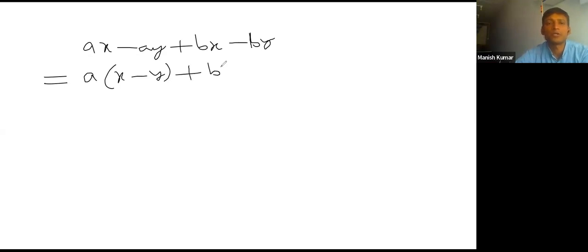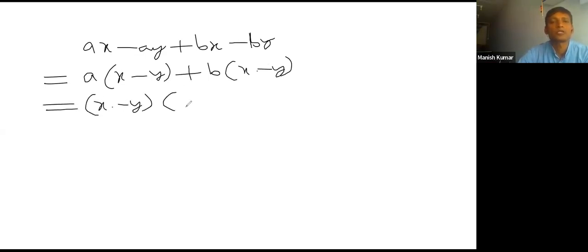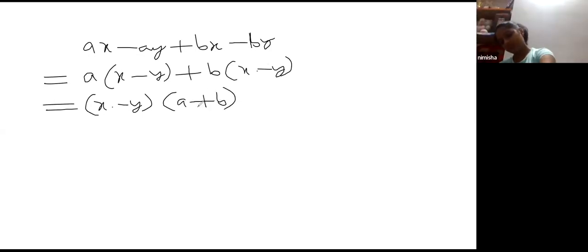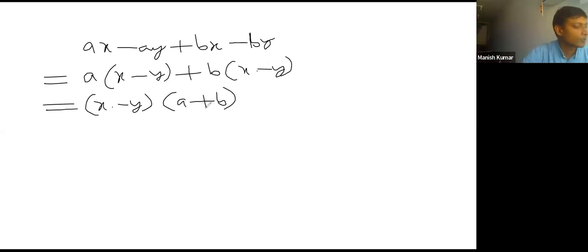Now here if we take plus B as common, that will be X minus Y. Now X minus Y can be taken as common, isn't it? Into A plus B. Any doubt in this? No. So first try if easy methods can solve our issue, isn't it? Then only go for the complex method.